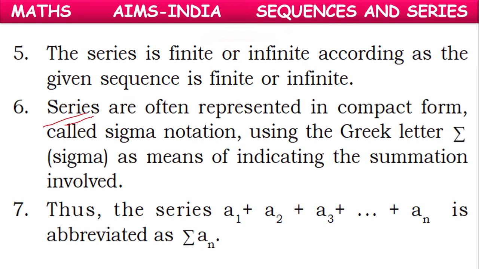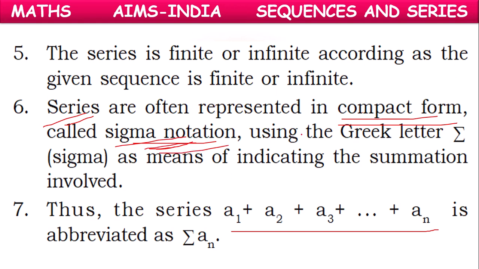Actually these series are often represented in compact form. Instead of this expanded form, they are often represented in compact form, which is also called sigma notation, using the Greek letter sigma. This symbol is read as sigma. This compact form is represented with the help of sigma, which indicates the summation of the terms.